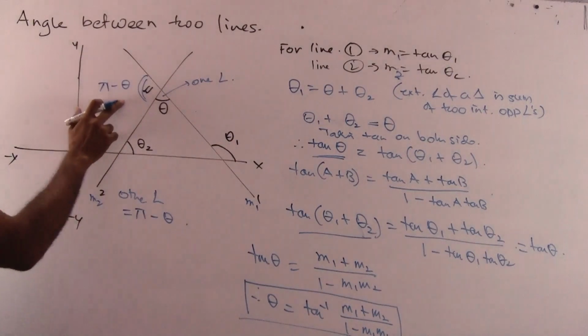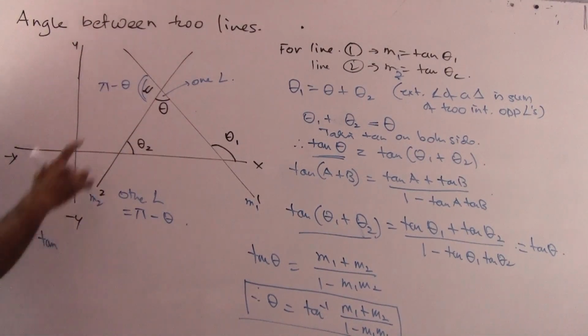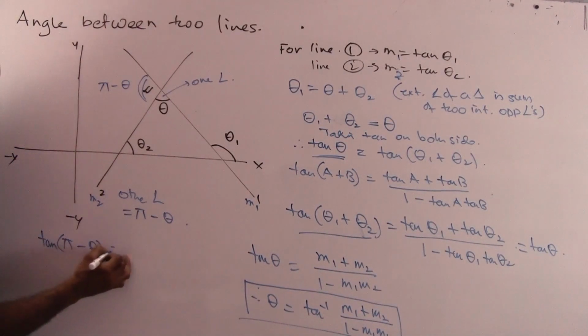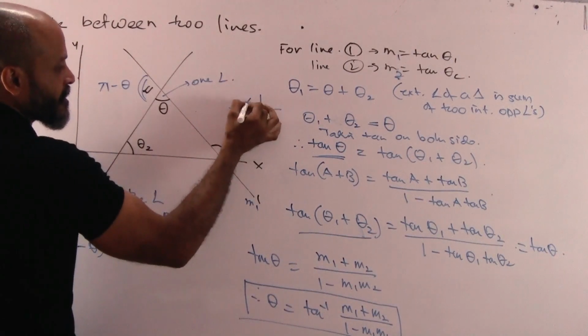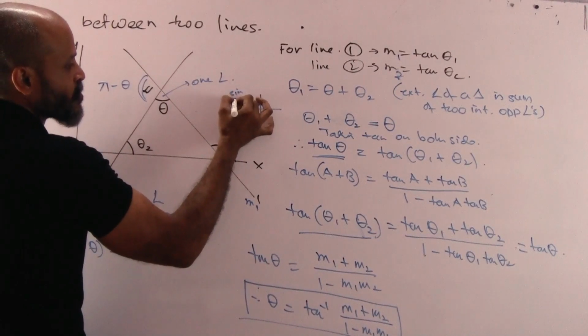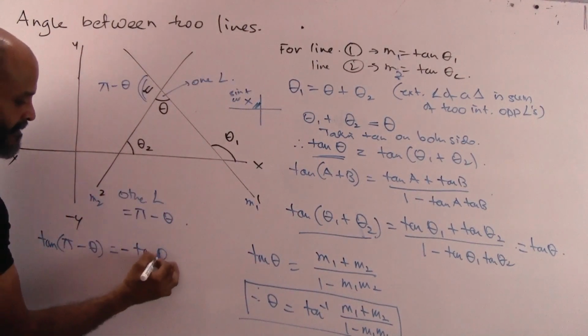So in this case, what will happen? Tan of 180 minus theta is what? We know this falls in which quadrant? In this quadrant, only sine and cosec are positive. So obviously tan will be negative. So this will be minus tan theta.